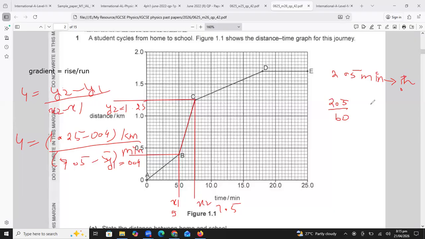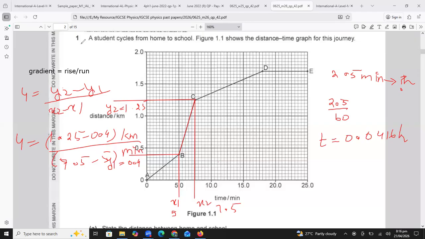Acha, tell me, students, what time are we getting in hours? 2.5 divided by 60. Hurry up. 2.5 divided by 60, what will we get, students? Come on. 0.0416. All right. Thank you, Abdul Rafe.